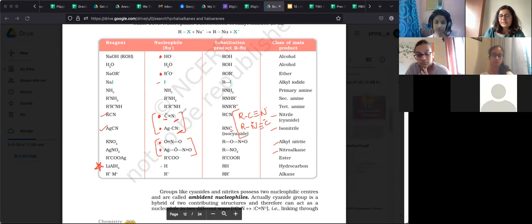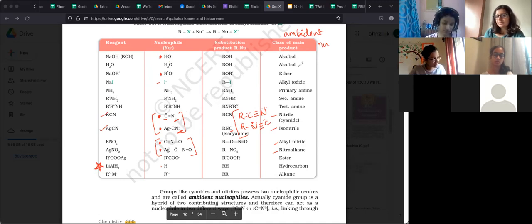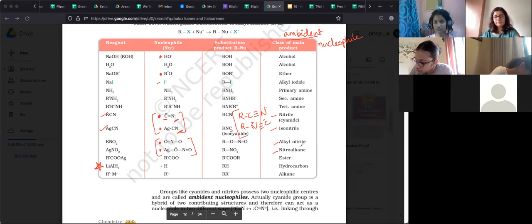Before we get to the reason, with this kind of nucleophile the bond can be formed on multiple atoms, either from here or from here. That sort of nucleophile is called an ambident nucleophile. Could you repeat? Yes. A nucleophile in which more than one atom can bond to the substrate, the main organic compound, is called an ambident nucleophile. Ambident, it's easy to remember. You have come across this word before: amphibian, ambidextrous.